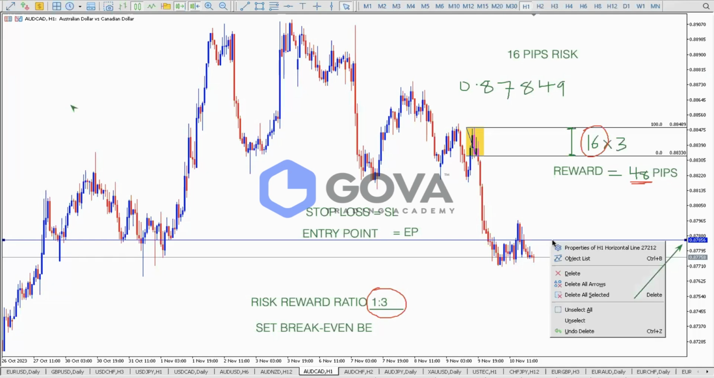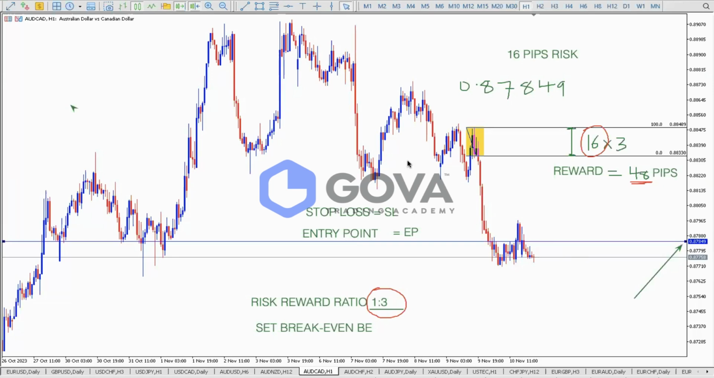Now, let me put this on the chart. 0.87849. So this area is the price for the 48 pips. It means that from this entry point here all the way down to this area, this is 1:3.